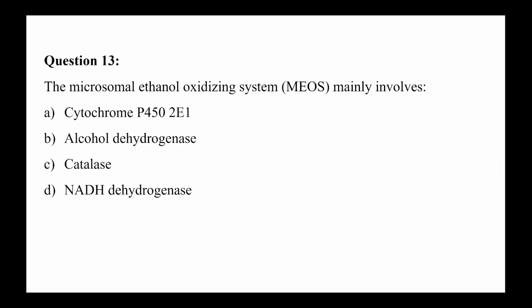The microsomal ethanol oxidizing system, that is MEOS, mainly involves option A, cytochrome P450 2E1, option B, alcohol dehydrogenase, option C, catalase, option D, NADH dehydrogenase.